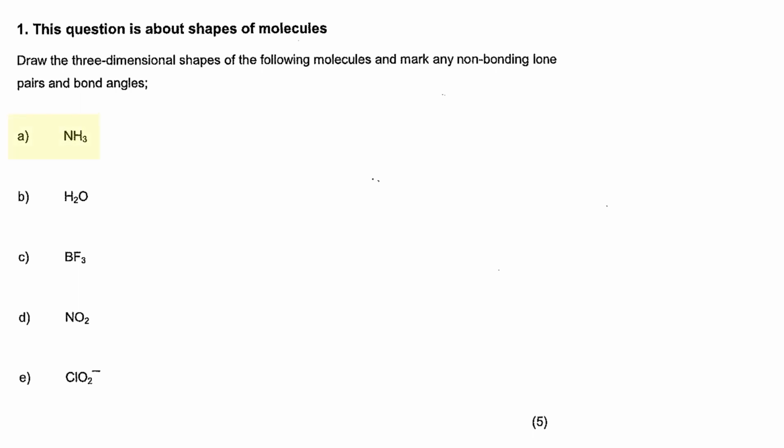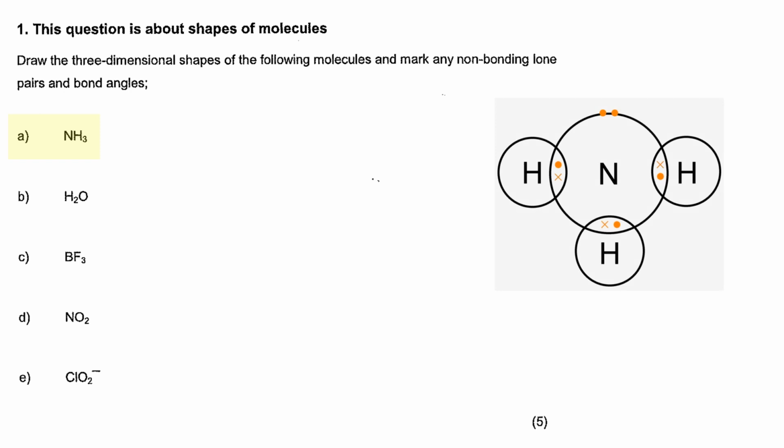So if we start with a straightforward one from many A-level chemistry textbooks, you draw the dot cross diagram. That's a good starting point. The central atom is obviously nitrogen, and you can see 3 bond pairs and 1 lone pair. Therefore that would be pyramidal, 107 degrees.